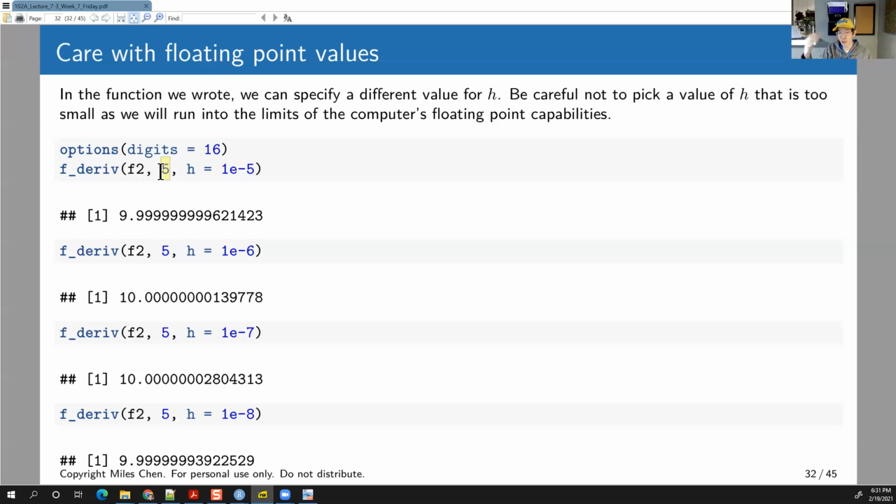Between 2 to the 4 and 2 to the 5, which means basically the amount of precision that you can have is going to be your machine epsilon times 2 to the 5th. So it's going to be a little bit off, okay?